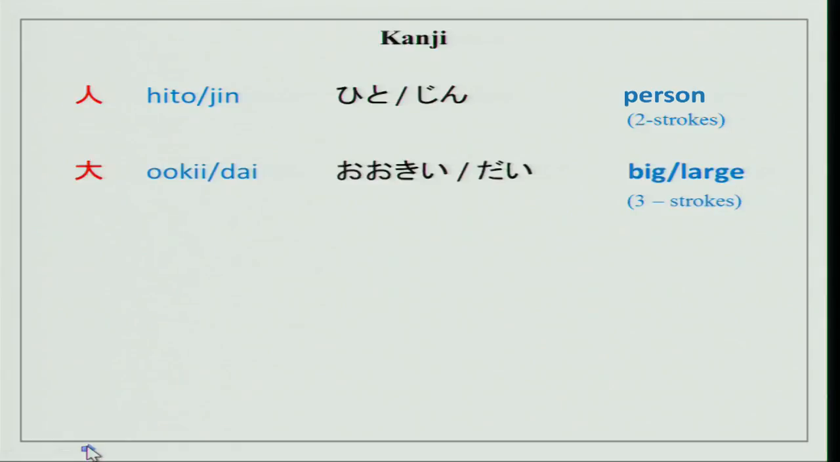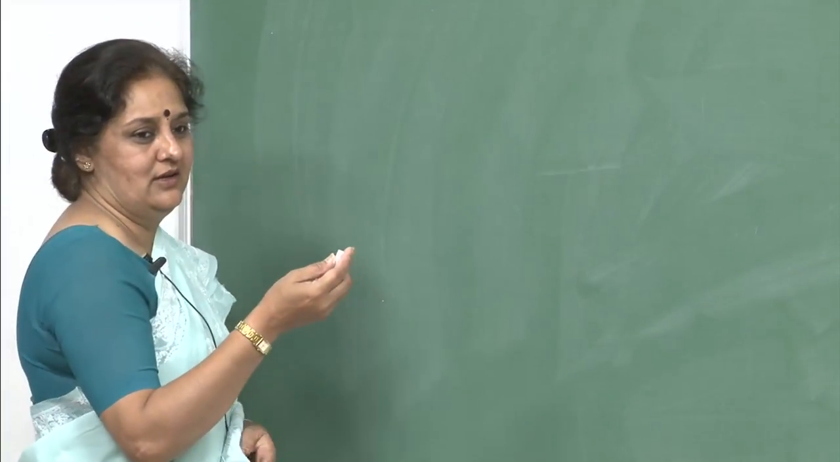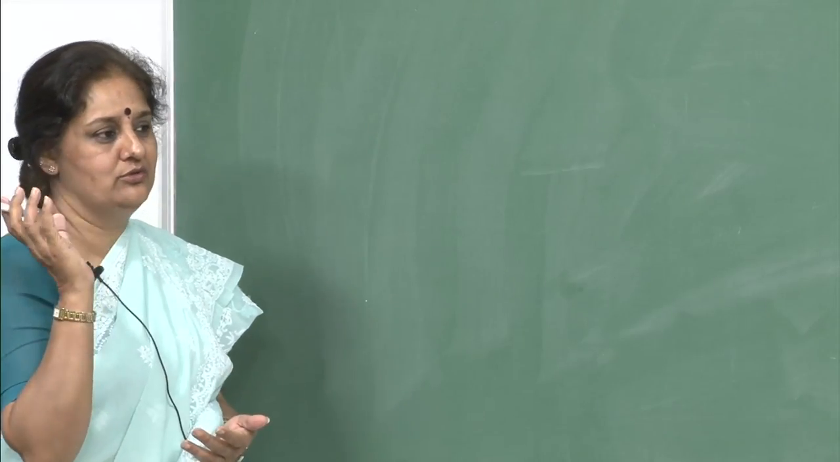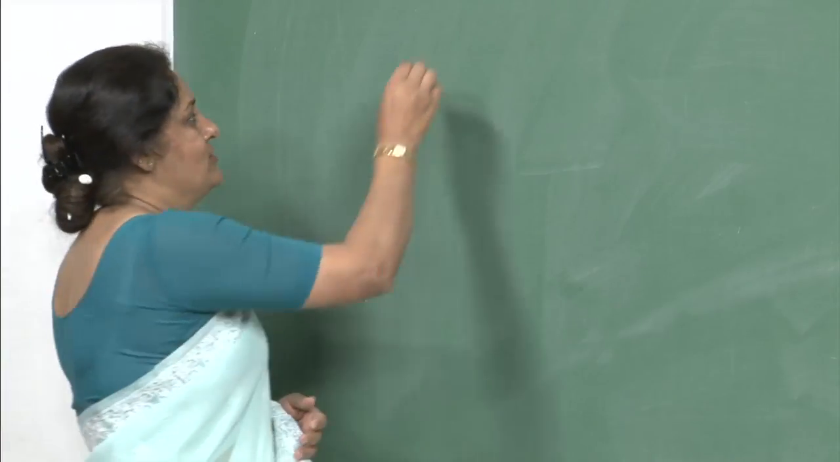We have done kanji characters in our previous lessons. We have done 1 to 10 and a few more characters. Today we will do a simple character, hito, meaning person, and another character, oki, a similar looking character. So now I will draw hito for you. Kanjis are ideograms and pictograms, so when you think of a person, how would you depict it in straight lines?